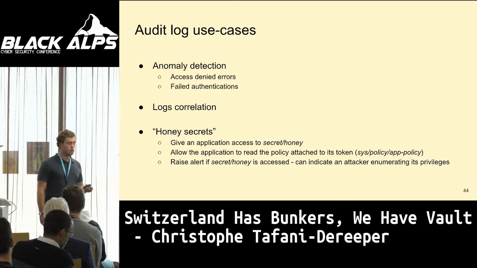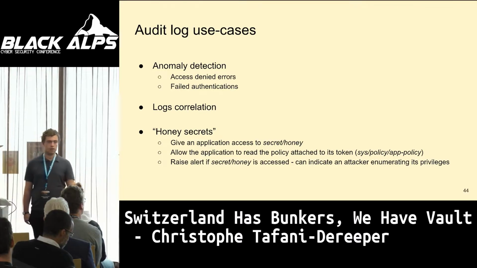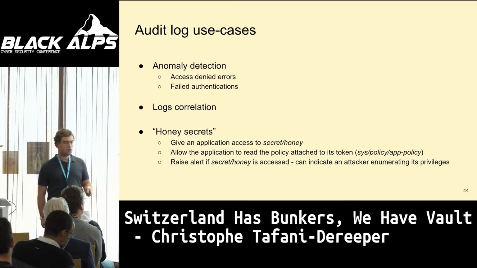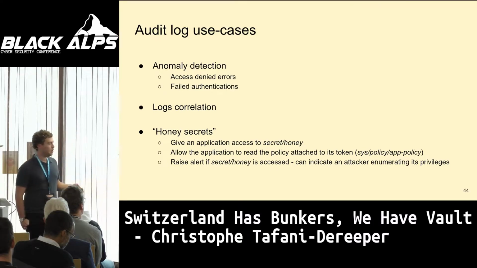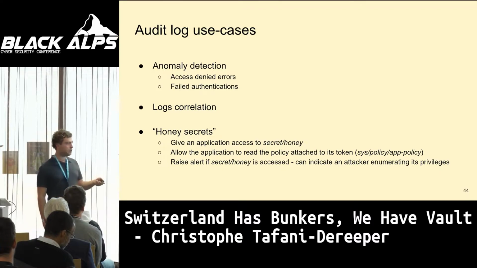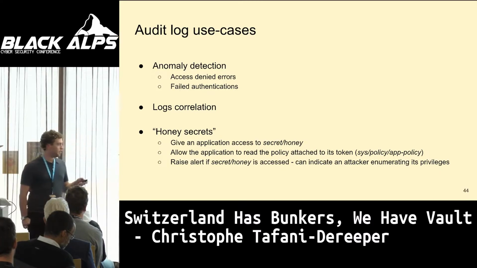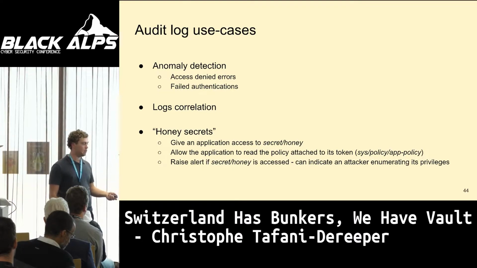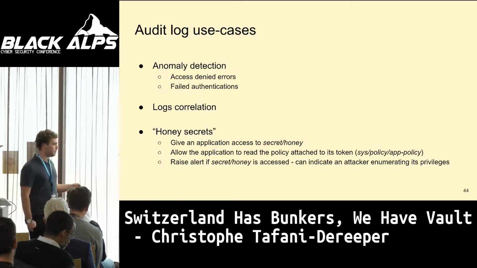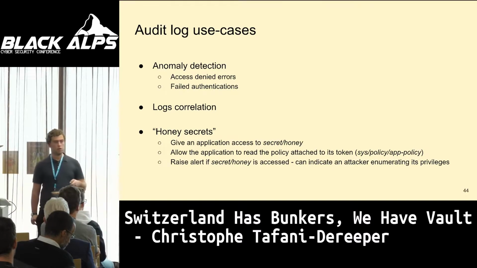And here the concept is that you give an application a certain set of accesses. So maybe they're going to be able to access what they need to function, plus another secret, which is going to be a honey secret, which shouldn't ever be accessed. And then you also have to grant the application some rights to read the policy that it has. And the goal here is that if somebody accesses this secret, it means that likely it's an attacker that has compromised the application and is trying to enumerate the rights that it has in Vault and to read everything that it can. So this is the kind of thing that can be interesting to implement with Vault auditing.